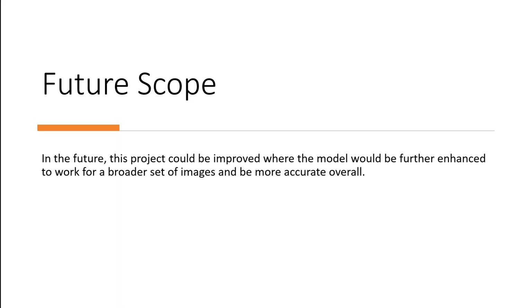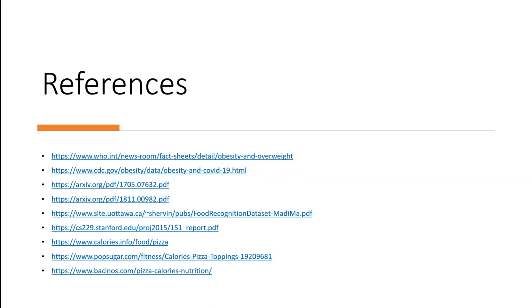For future scope, the model can be further enhanced to work for a broader set of images and be more accurate. And we can also add a website where we can give real-time images, and it will predict the total calories. And next slide. These are the reference websites where we have taken some of the information. Now Sharad will show you the code from Google Colab.